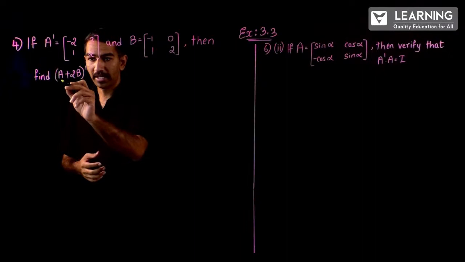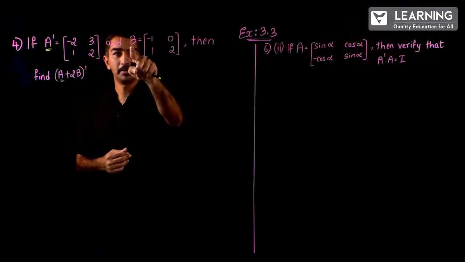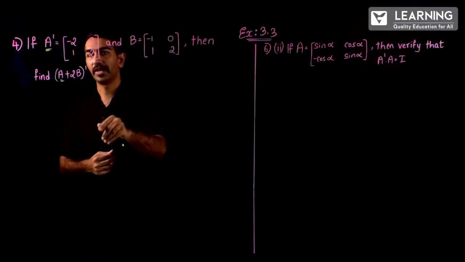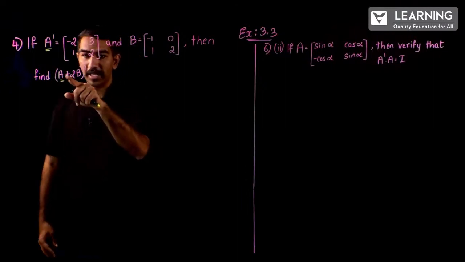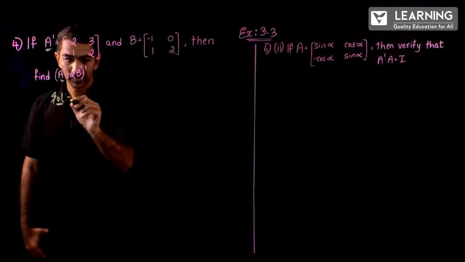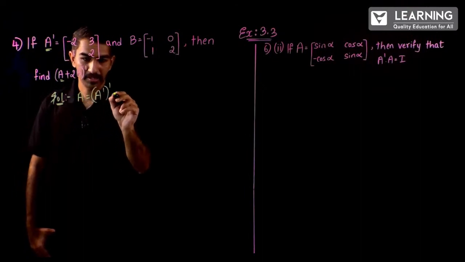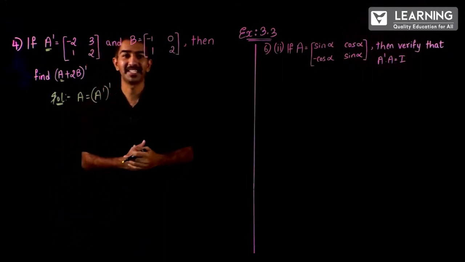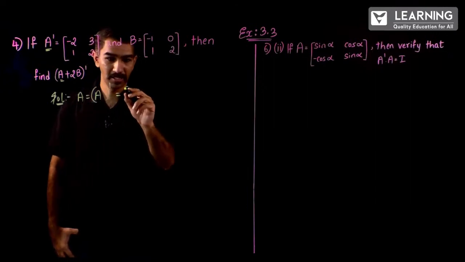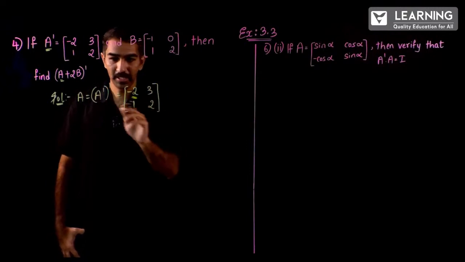Now here, A we don't have as it is. What is given here, students? A' is given, and B is given. So scalar multiplication, 2 multiplied with B, and the sum we'll find out. We have to find A + 2B, so how do we find A? The solution will start from here. A can also be written as (A')'. How do we know this? Properties of transpose of a matrix. So A' we'll write first. What is A'? That is given here already: [[-2, 3], [1, 2]].